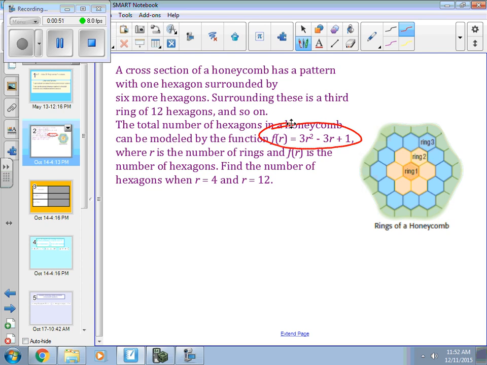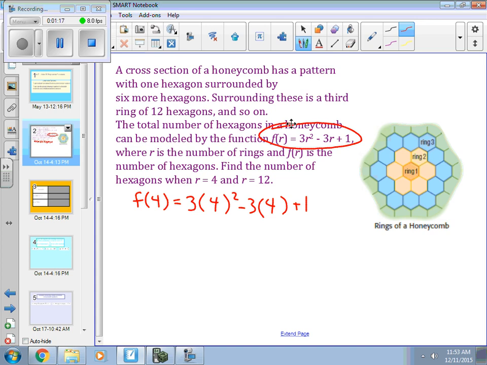Okay, so if we want to figure out how many hexagons are in the fourth ring, we want to plug 4 into this function. So anywhere there's an R, we want to replace that with parentheses and then plug in the value, in this case 4, and evaluate this function. So go through now and use order of operations and see what you get.